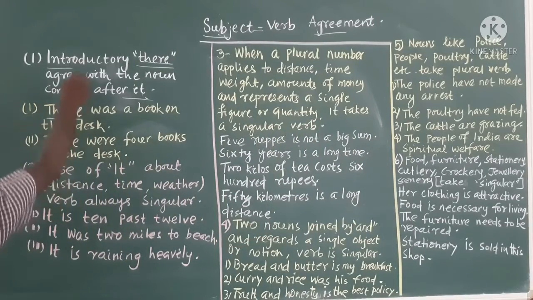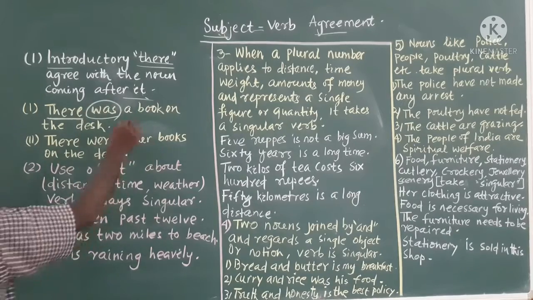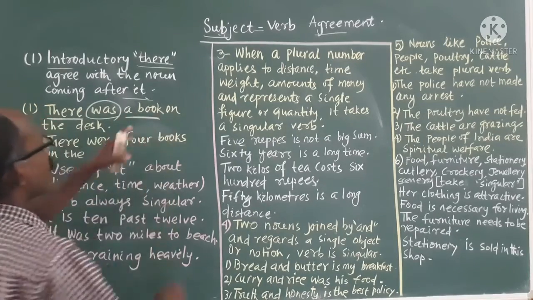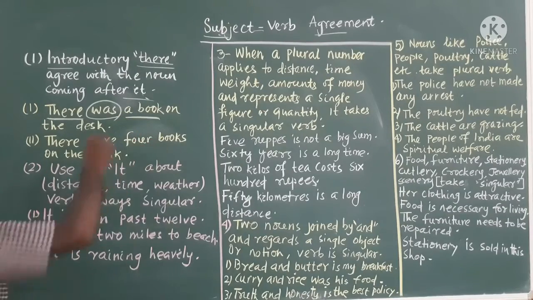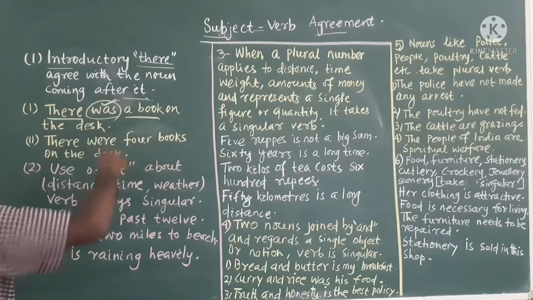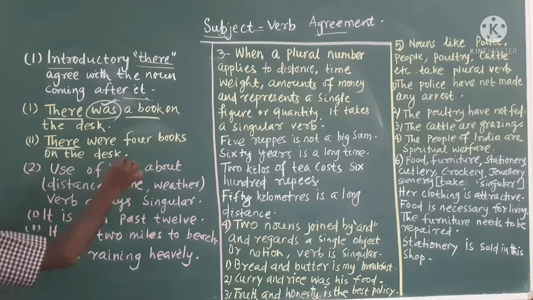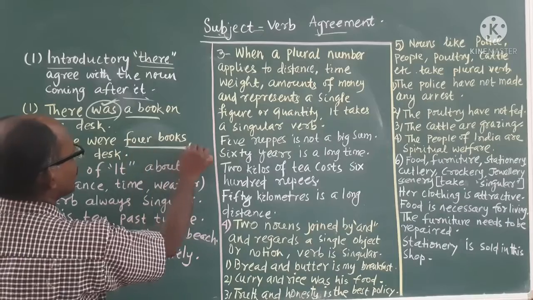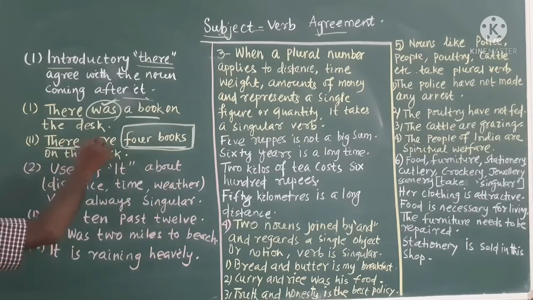First we saw the introductory there. The verb is here. What will we see? We see a book. A book is singular, isn't it? A book is singular. That's why it became a singular verb. There was like that. Here is there. Then four books, it is plural. Four books, it is plural. So here what did it become?